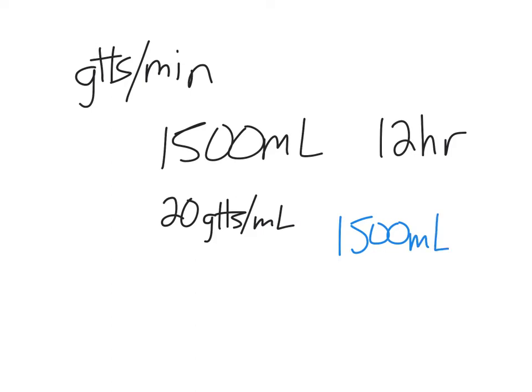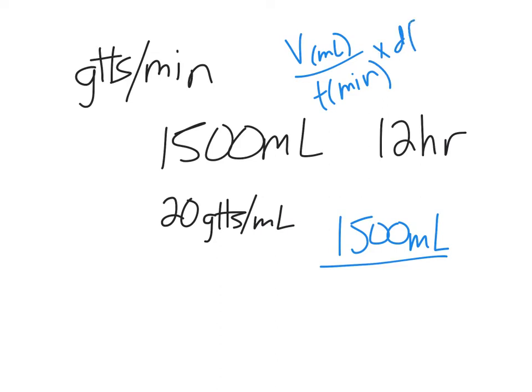1,500 milliliters over the course of 12 hours. Now keep in mind, remember our volume over time in our drops per minute formula, time has to be in minutes. So a little refresher up here as to what our formula should look like. So I'm going to convert these hours into minutes. I'm simply going to take 12 and multiply that by 60, and that's going to give me 720.